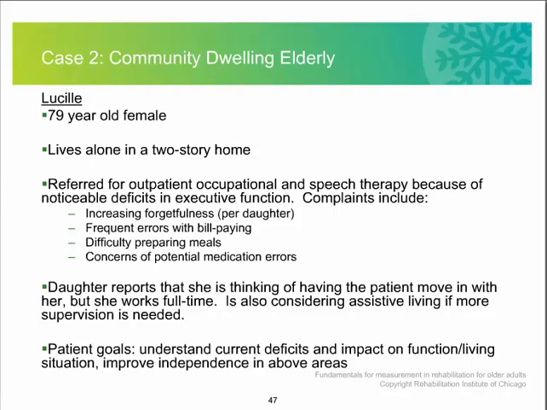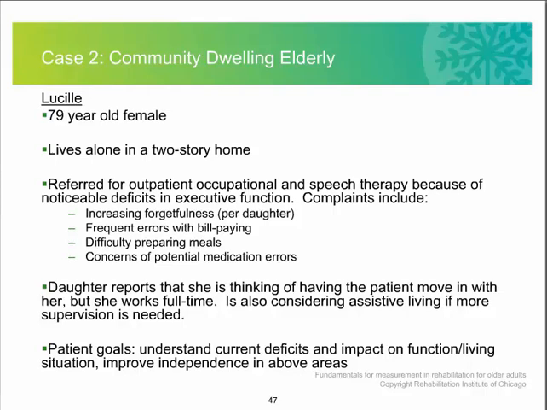Now we are going to put this all together with one final case. Lucille is a 79-year-old female who lives alone in a 2-story home. She was referred for outpatient occupational and speech therapy because of noticeable deficits in executive function. Complaints include increasing forgetfulness as reported by her daughter, frequent errors with bill paying, difficulty preparing meals, and concerns that she is taking her medications incorrectly.